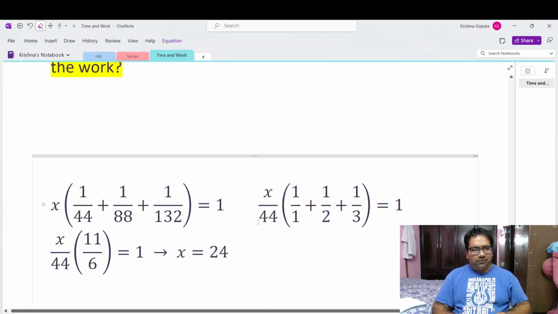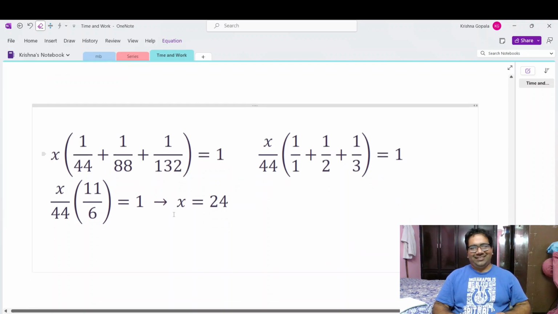We just take 44 out. 1 by 1 plus 1 by 2 plus 1 by 3. The denominator is 6. Then 6 plus 3 plus 2. Right? 6 is the LCM, right? 11 by 6. 11 cross 4. Then x is 24 days. In 24 days, one man, one woman, and one boy will be able to do this work, right?